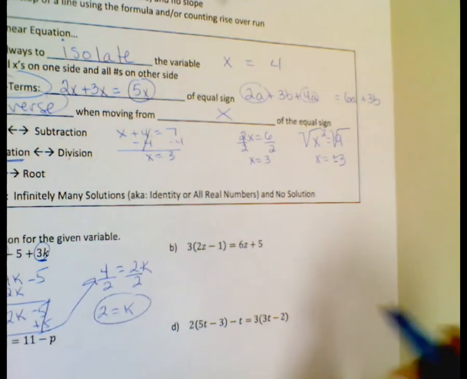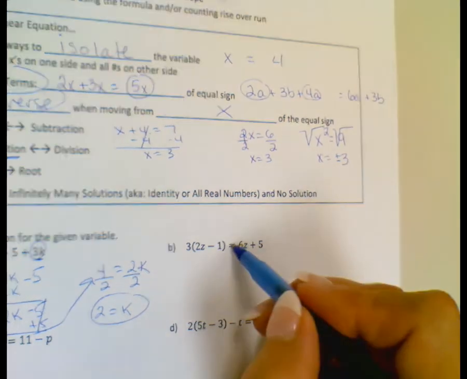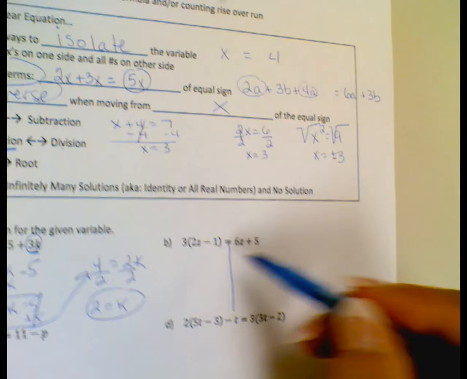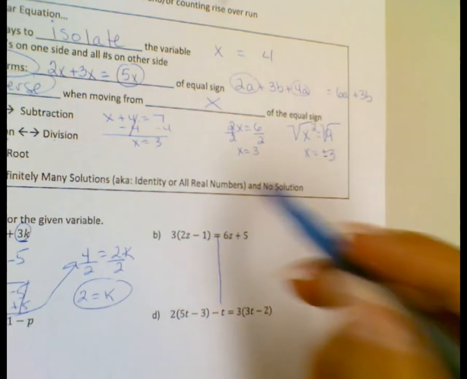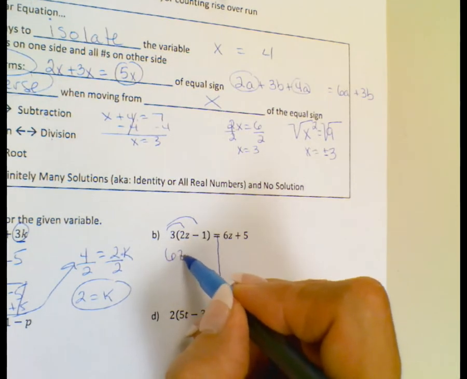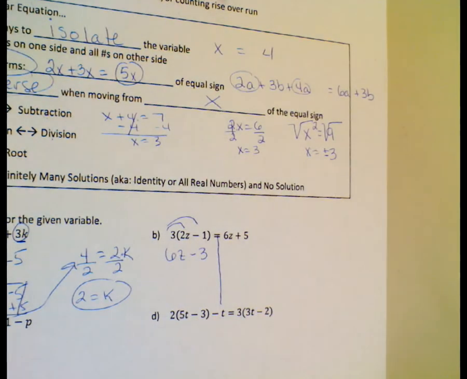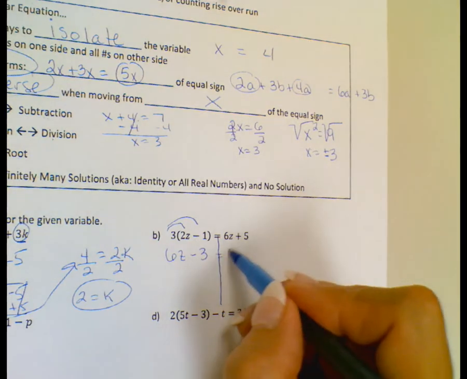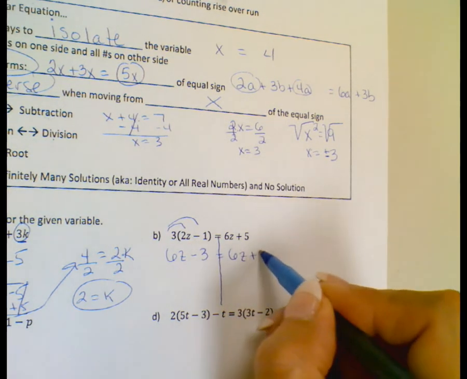So on this one, going to be here. Draw your line down here. Which side is not simplified? Hopefully you're saying the left side. You have some distributive to do. So you should distribute the 3. That should give you 6z minus 3. Do you guys remember how to distribute? The right side is 6z plus 5.